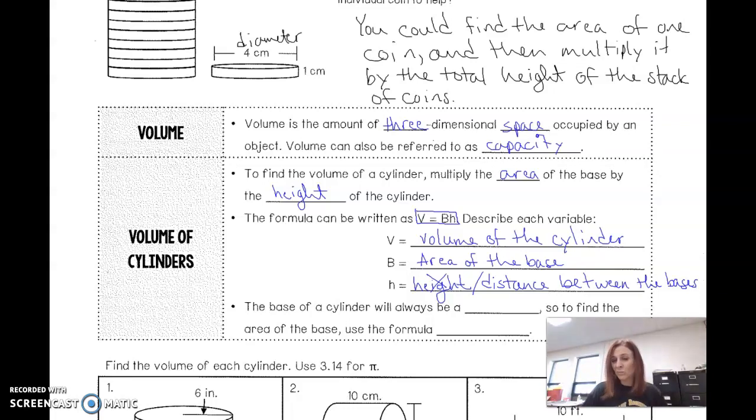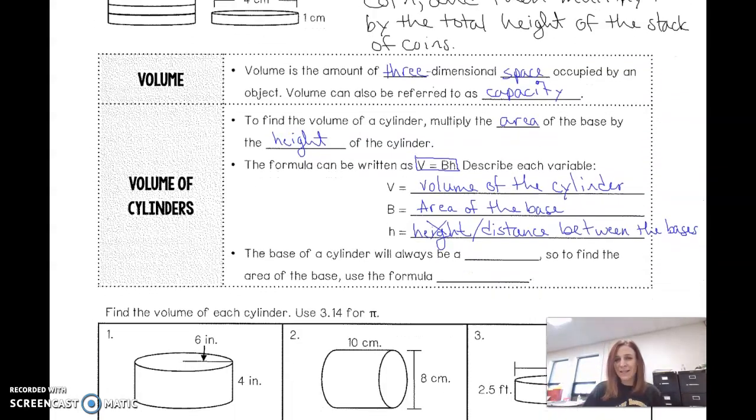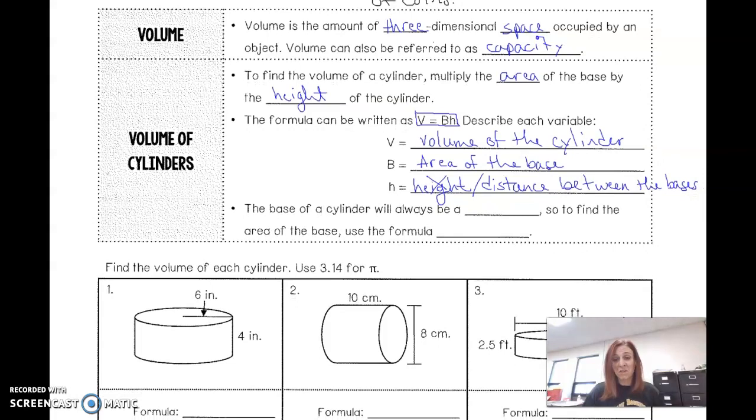Well, think of a cylinder. What is the shape of the base? Well, the base of a cylinder will always be a circle. That's what makes it a cylinder. Okay? If it's a rectangle, it's a rectangular prism. If it's a triangle, it's a triangular prism. If it's a circle, it's a cylinder. So to find the area of the base, we're going to use this formula, and we're going to need to know this one. Pi times our radius squared. So we're going to need to know the difference between radius and diameter.